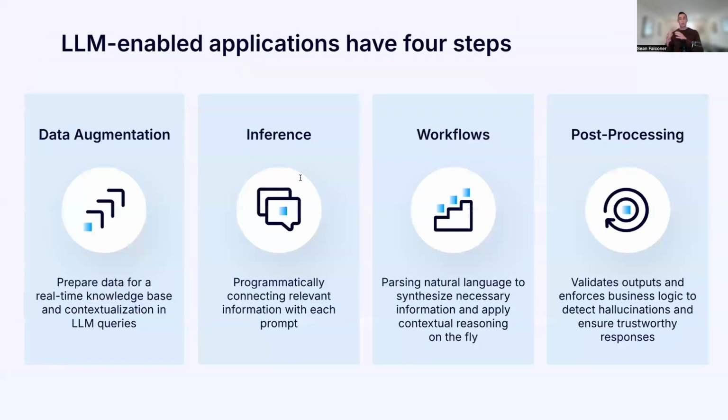So now, as we turn our attention to AI, in order to make this a reality, most Gen AI applications have sort of 4 primary steps. The first step is around data augmentation. This is all about preparing your data, ensuring that your Gen AI app has access to the most recent, up-to-date data sets, and contextualizing that data in an LLM prompt. It's about building that real-time knowledge base for your applications.